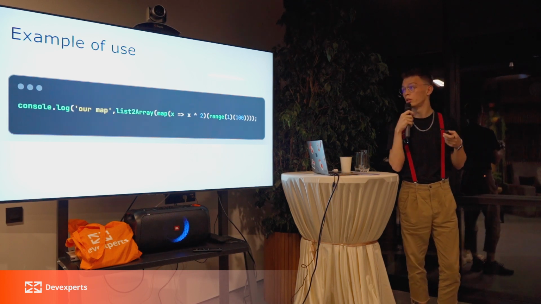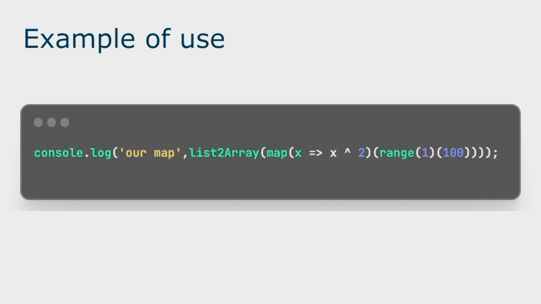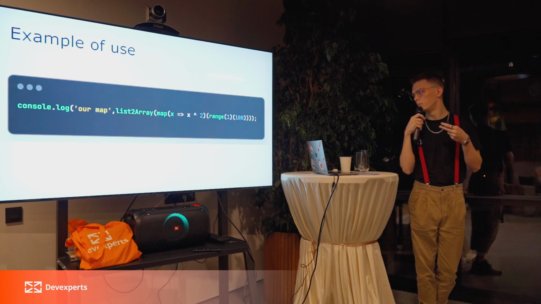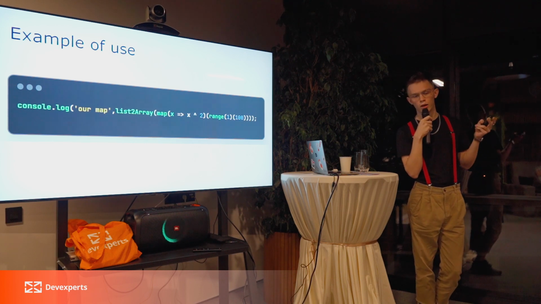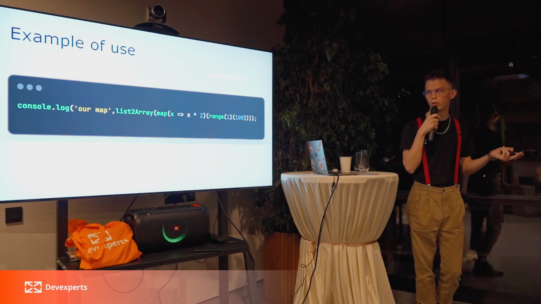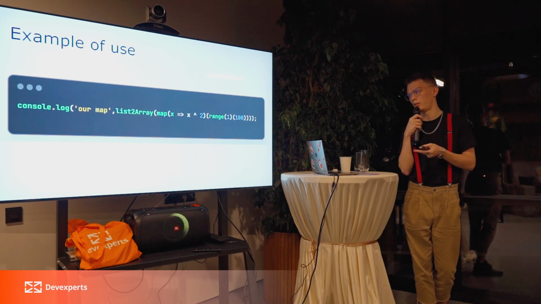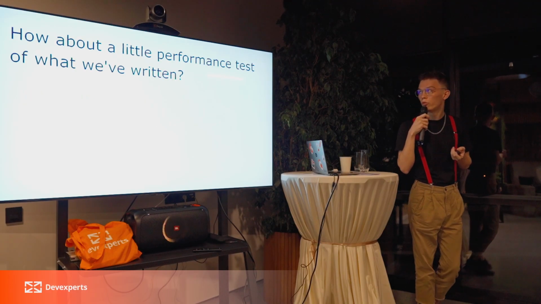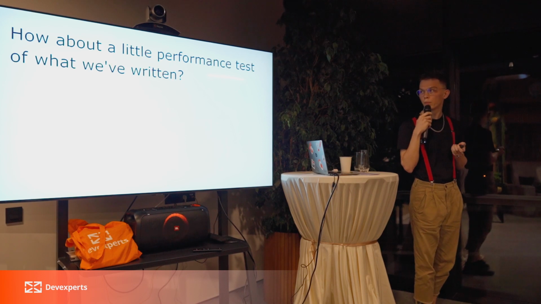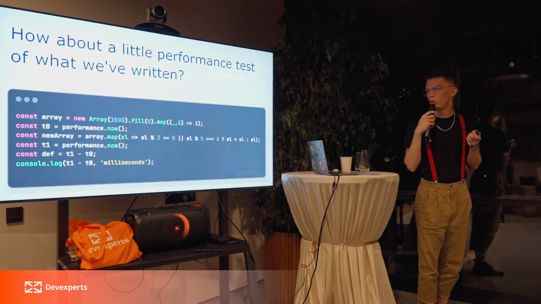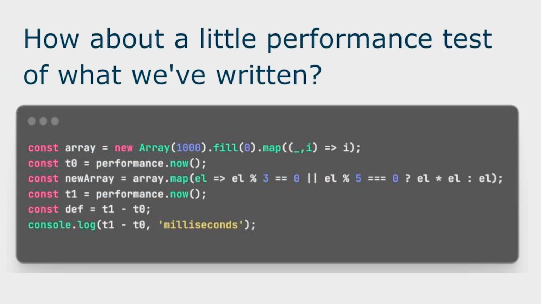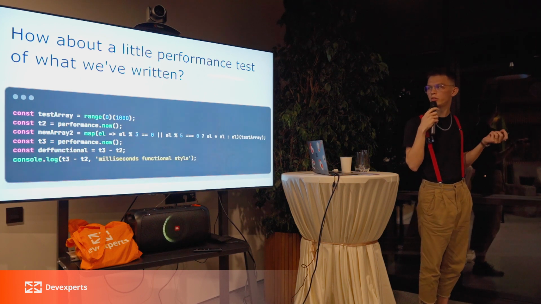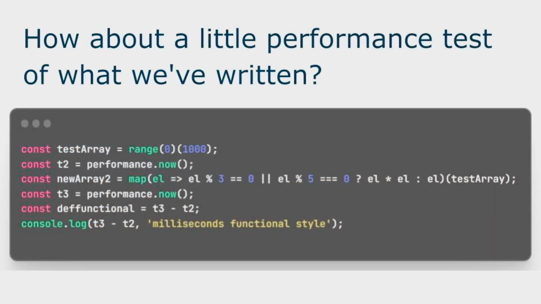Some example of using it. Here we have the list to array function to be more readable, and we just apply some function and create a new range. It's like our kind of array, but from one number to the second number. And it works great. How about a little performance test of what we are writing? Here we're creating a new array and doing some calculation on this number array. And here we have the same story, but for our purely functional array.